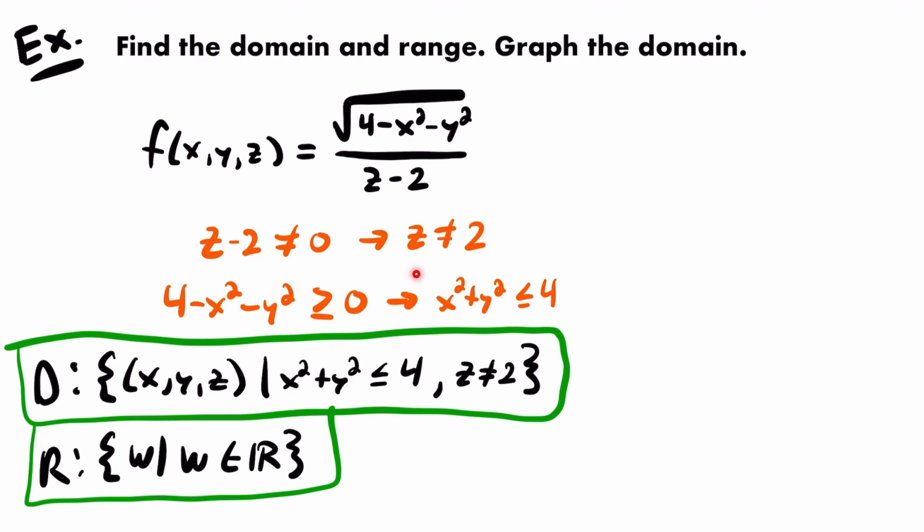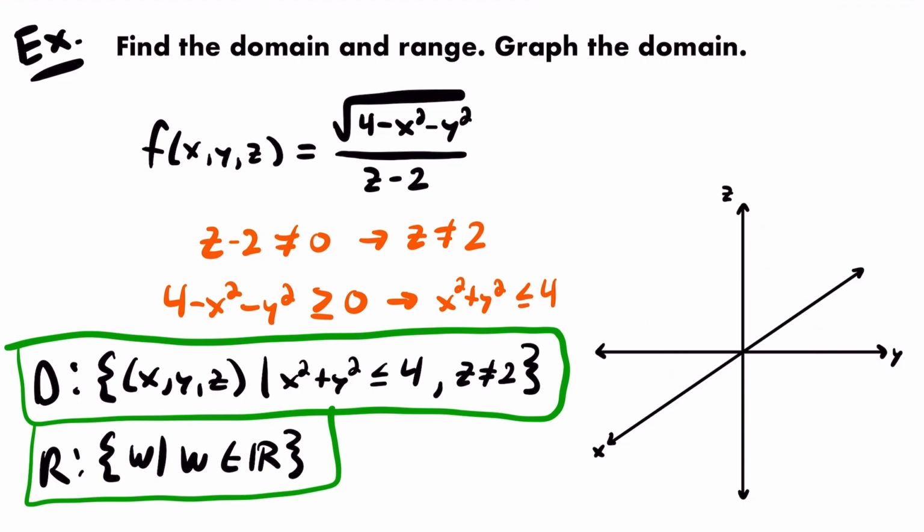Finally, what we want to do is graph the domain that we found. And just like with the previous example, we are going to be graphing in 3D because we have 3 independent variables. So draw yourself a 3D coordinate system, and then what you want to do is take into account these 2 restrictions. Now remember, we are working in 3 dimensions, so everything here will be graphed in 3 dimensions.